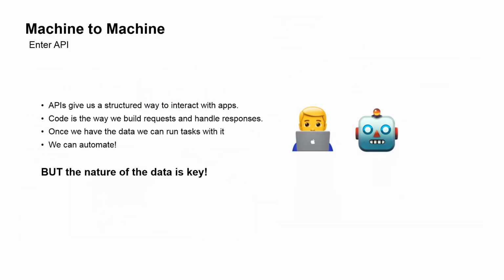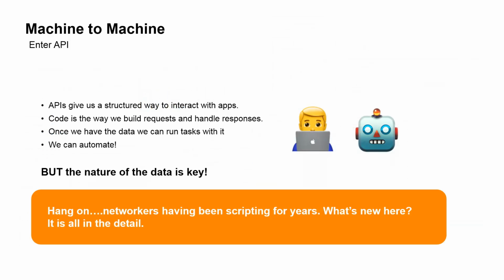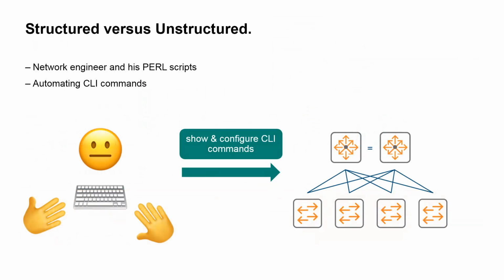So we can automate. But the nature of the data, this is key. Because you could say, hang on a minute, networkers have been scripting for years. What's new here? This is what I'm drawing from my experience: there used to be some guys that I worked with that would run networking scripts, and they would do a small amount of automation. So what tangibly has changed here? In the past, this is the type of thing that used to happen on one of the networks that I ran. We would have PERL scripts running, and these would essentially be automating the CLI commands.